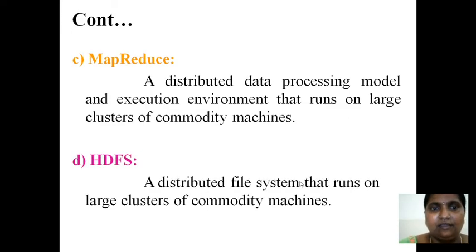Next one is MapReduce. We know about these two. This is the processing one, this is the storing one. It is a distributed data processing model and execution environment that runs on large clusters of commodity machines. We learned about this in the previous video. HDFS is where we can store large data in a distributed manner on commodity machines. I repeat, what is a commodity machine? A commodity machine is one which is not much more than your normal laptop system configuration.